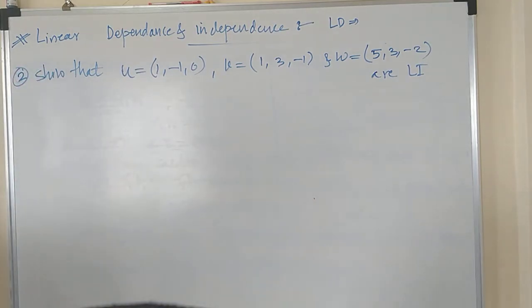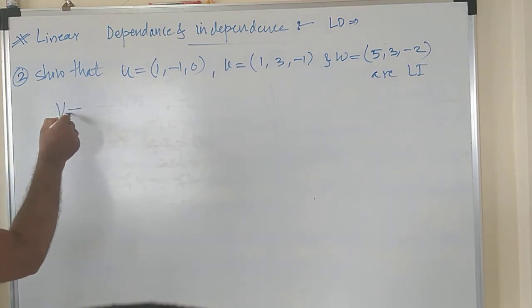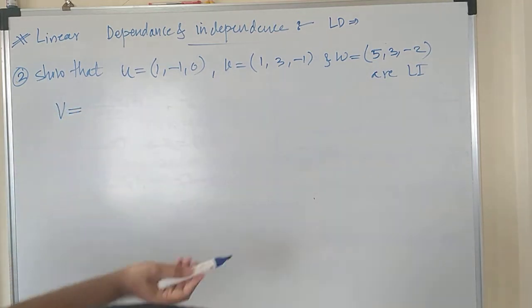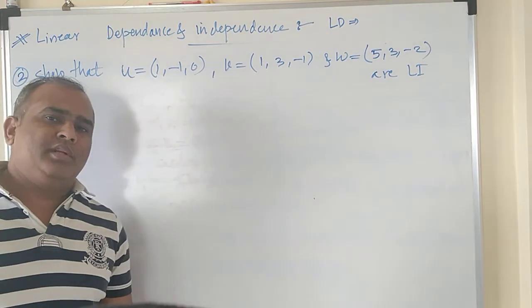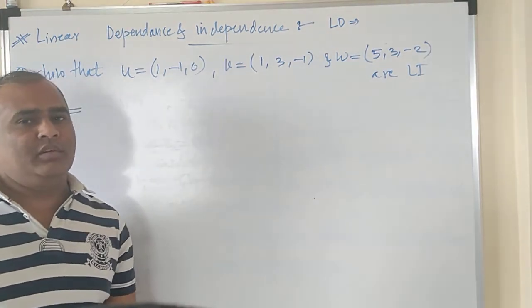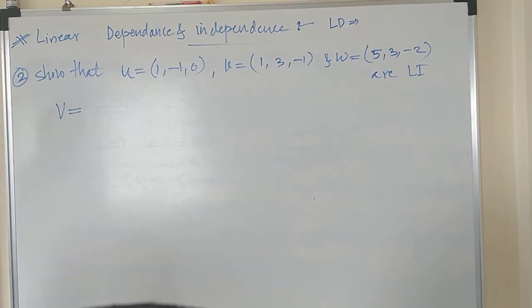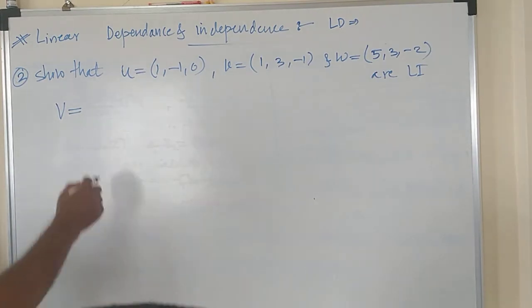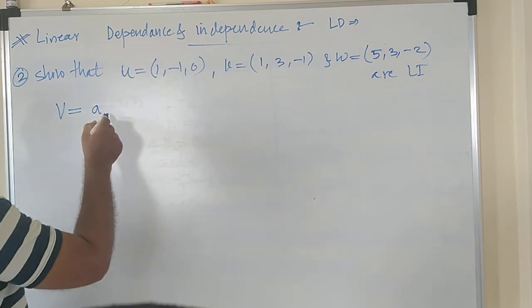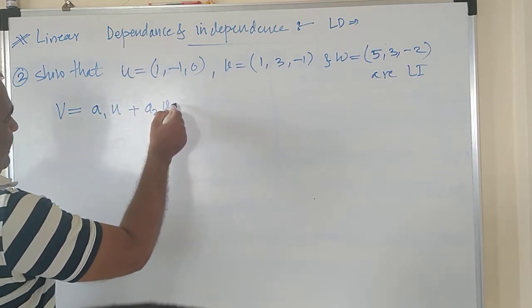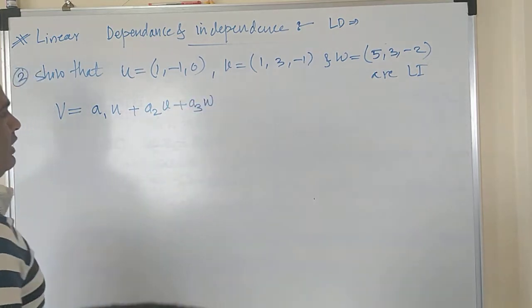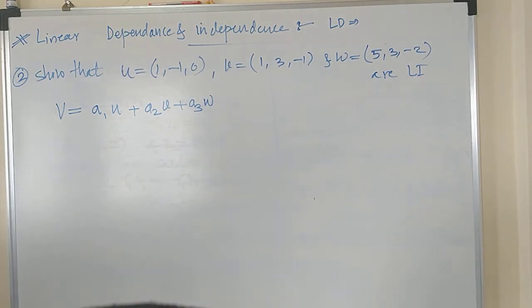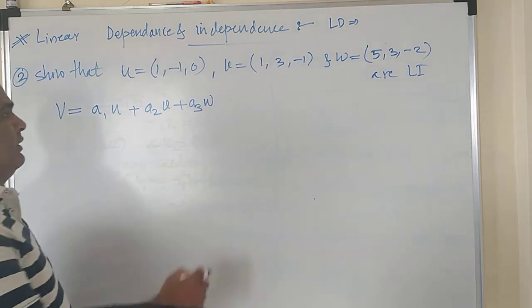That means assume that there are three scalars, alpha 1, alpha 2 and alpha 3, or you can assume any other scalars, not necessarily always alpha 1, alpha 2 and alpha 3. You can use any other symbols such as a1, a2, a3. So let us consider here a1, a2, a3 are the scalars. So a1 u plus a2 v plus a3 w equals 0, where a1, a2, a3 are the scalars whose values you are supposed to calculate, right?